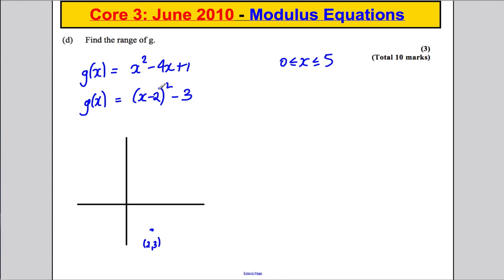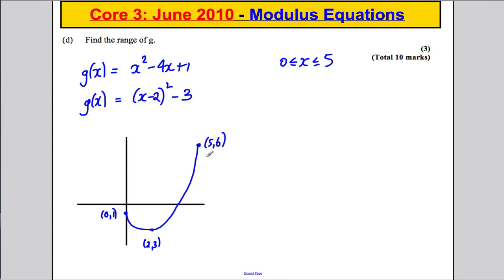We of course know that when x is 0, it would be equal to 1, so we know it goes through the point 0, 1. And at 5, if we substitute 5 in here, we would get 6. So at the point 5 it would be 6, and we know it's a U shape, and 2, negative 3 is its minimum, so it looks something as follows.